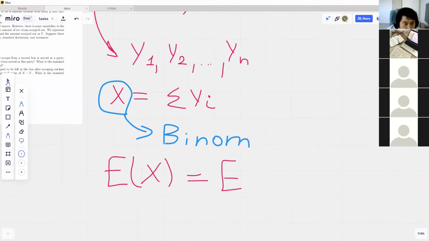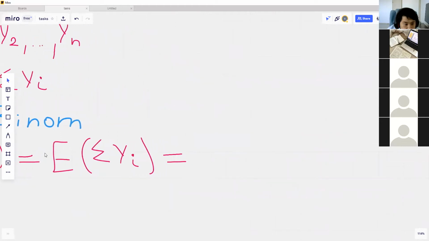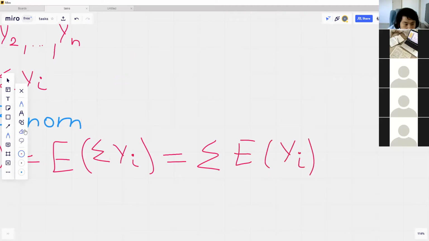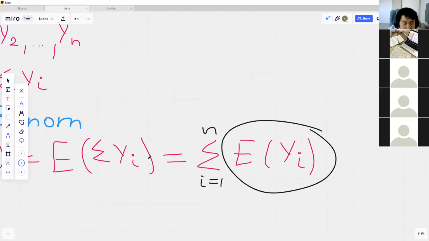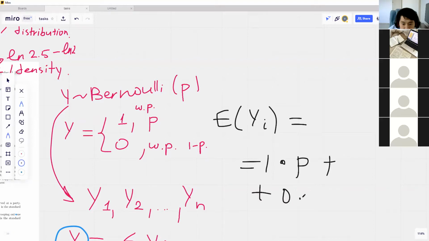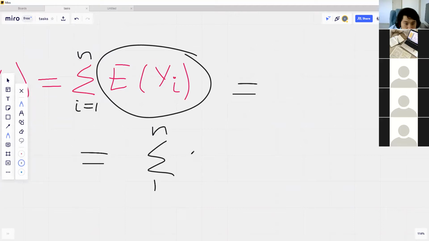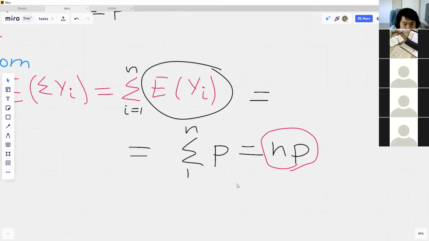If I replace X with the sum of Yi's, we know that expected value is a linear operator, so I can switch the sigma sign with the expected value. This is i from 1 to n. All we need to do is find the expected value of a Bernoulli random variable. The expected value of a Bernoulli random variable is equal to 1 multiplied by p plus 0 multiplied by 1 minus p, so it is equal to p. Then I have the sum from 1 to n of p's, which is equal to np. So this is how we derive the expected value of a binomial random variable. Okay.